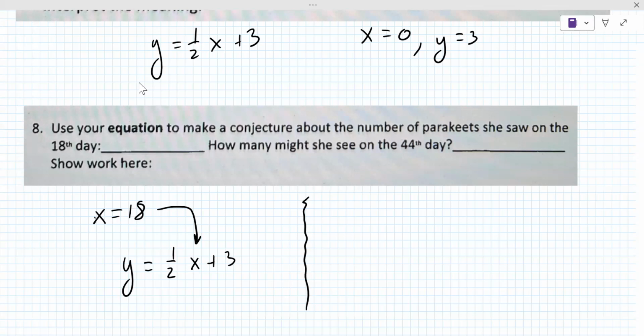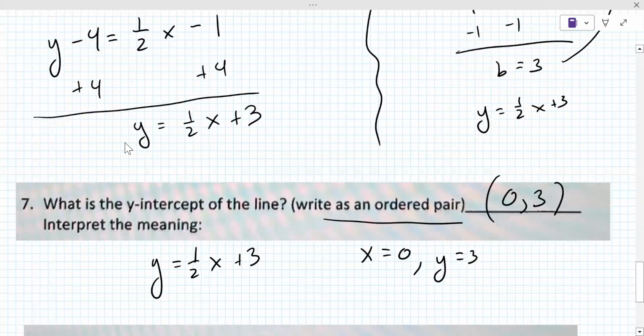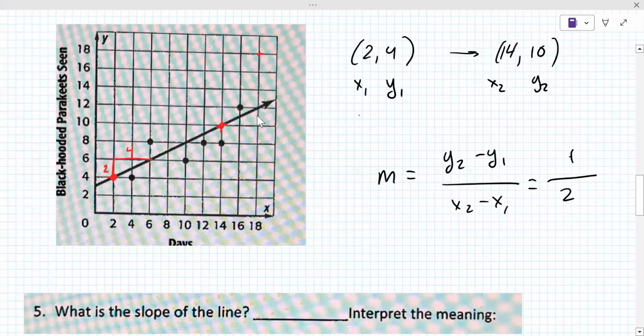And then would I multiply the 1/2 by 18? Yes. So 9 plus 3 is 12. Yeah, so there's 12. They expect to see 12 birds on the 18th day. If we go back to the graph just to see if that's even reasonable, is that pretty reasonable there? On 18, yeah. They're going to see 12.